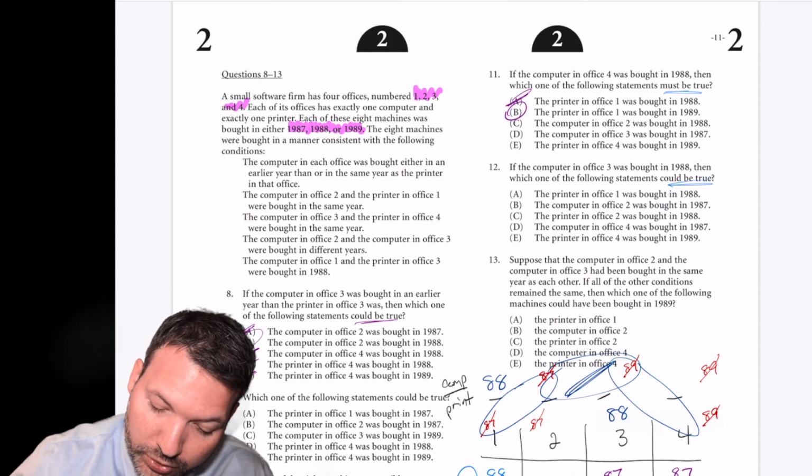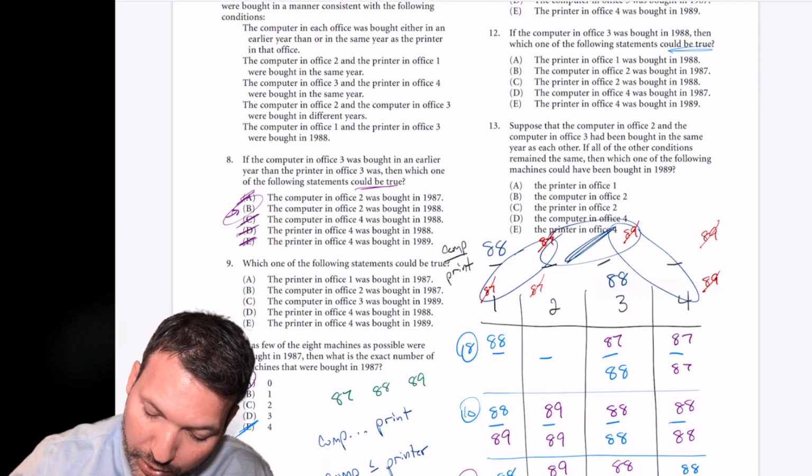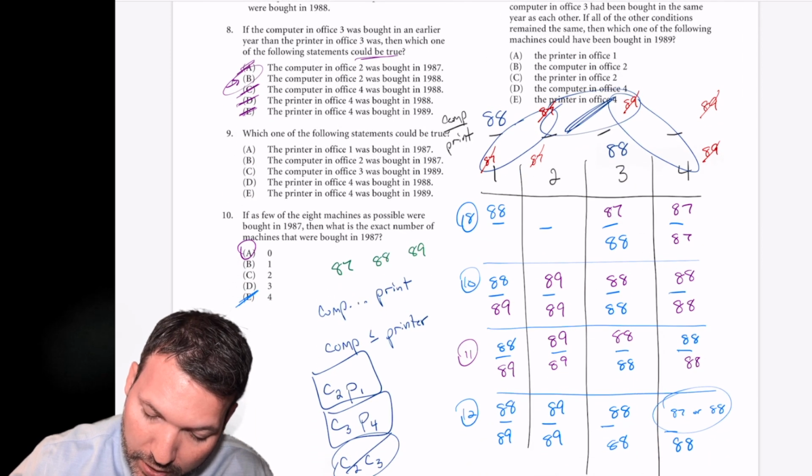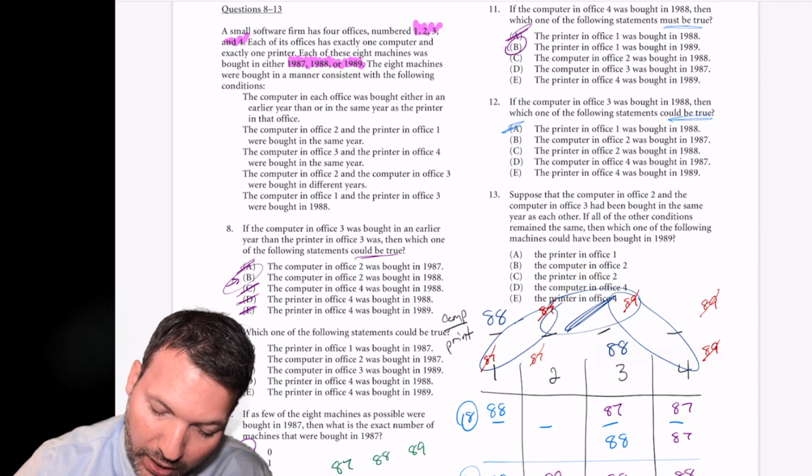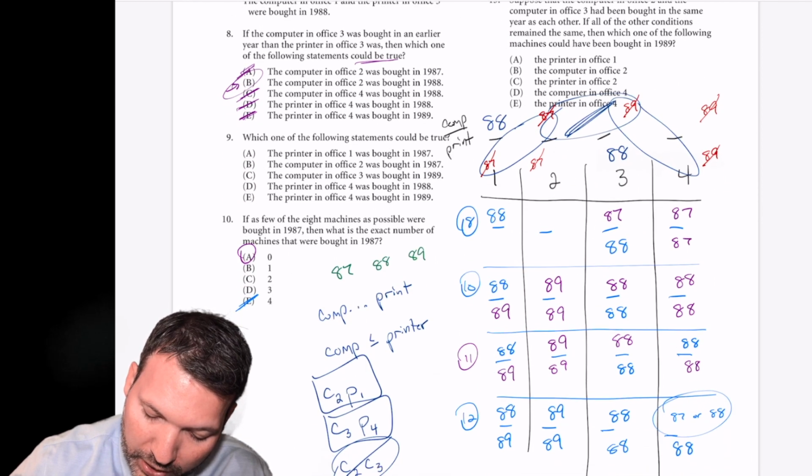They wanted to know what could be true. A, the printer in Office 1 was bought in 1988. Office 1. No, it had to be 89, so it can't be A. The computer in Office 2 was bought in 87.